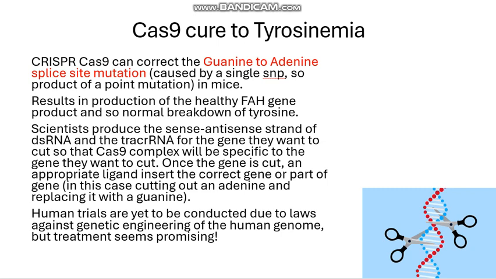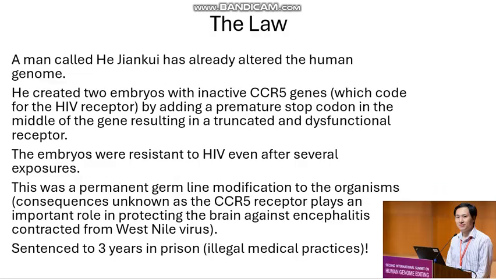splicing of the DNA, of the pre-mRNA, like we talked about when we were talking about splicing. So the exons are going to be, the right exon is not going to have any introns in it, so we're going to get the functional tyrosine breaking down enzyme being produced. Human trials are yet to be conducted due to laws against genetic engineering of the human genome, but treatment looks promising. And this is just a brief bit about the law.